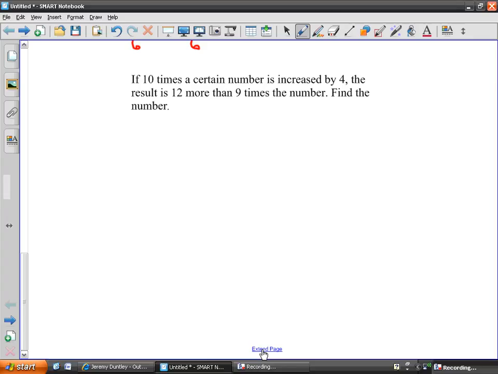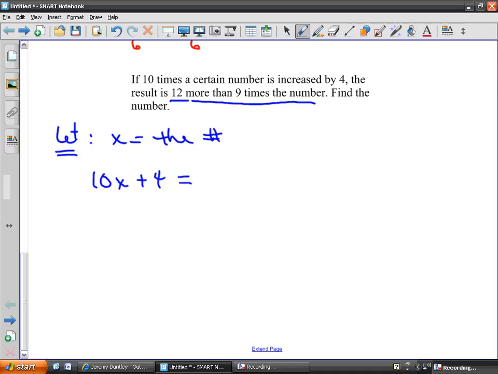Okay, so you're back, and I'll read the problem. If 10 times a certain number is increased by 4, the result is 12 more than 9 times the number. Find the number. All right, so we'll let x equal the number. And now we'll start to decode. If 10 times a certain number, all right, that's 10x, is increased by 4, that's plus 4. The result is, that means equals, 12 more than 9 times the number.